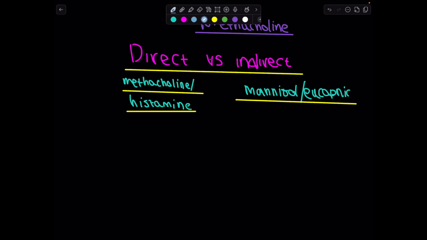I think you meant to ask why the mannitol or eucapnic voluntary hyperventilation tests are considered real-world scenarios. No, the opposite. I asked you the opposite. Why the indirect? Why is the mannitol one not a real world simulation scenario? Got it. Sorry for the mix-up.